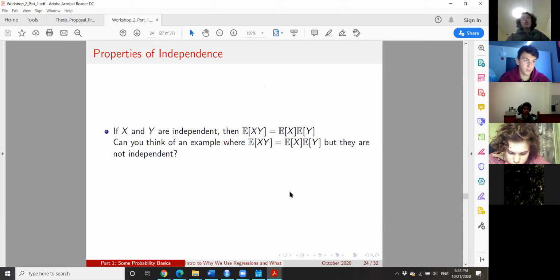Okay. So there's a couple of important properties of independence. First is that if two random variables are independent, then the expectation of their product must equal the product of their expectations. It's easy to assume that the reverse also holds true, but it actually doesn't. So can you think of an example where it doesn't?